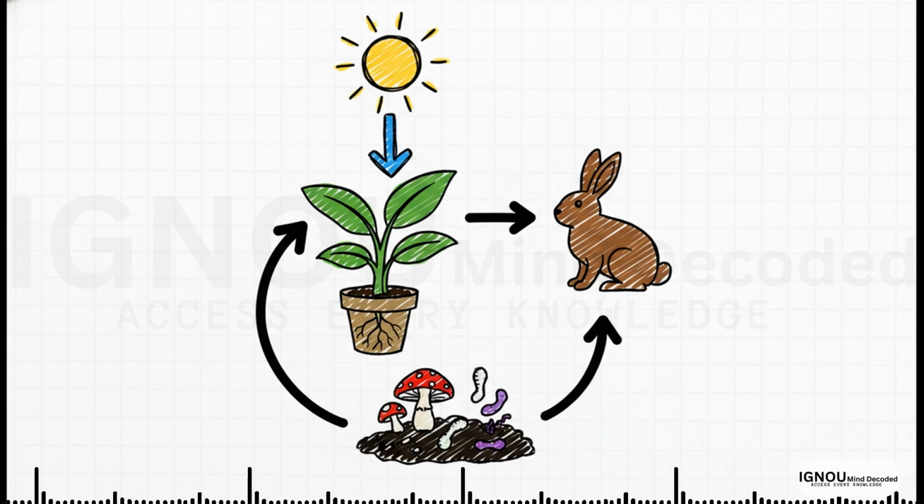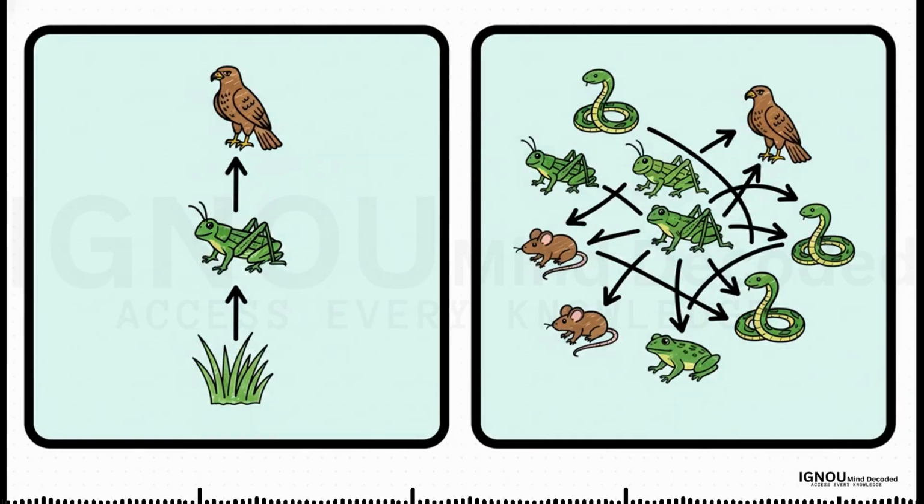Job number two is recycling materials. When plants and animals die, decomposers get to work, breaking them down and returning all those valuable nutrients back to the soil. It's basically nature's perfect zero-waste recycling system. Now, we often learn about this energy flow as a food chain, right?